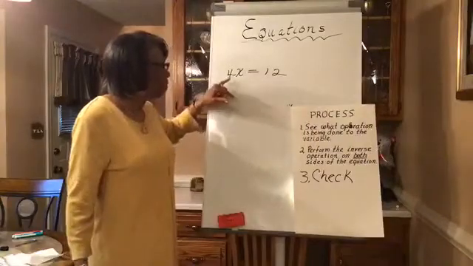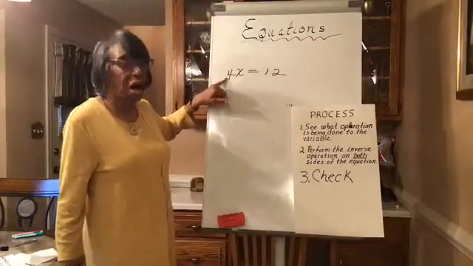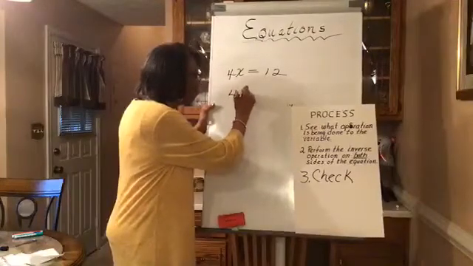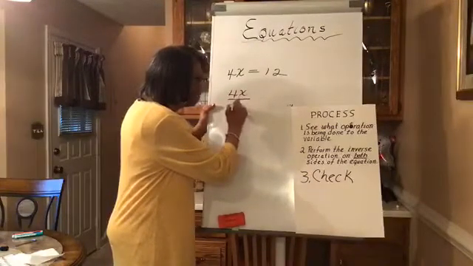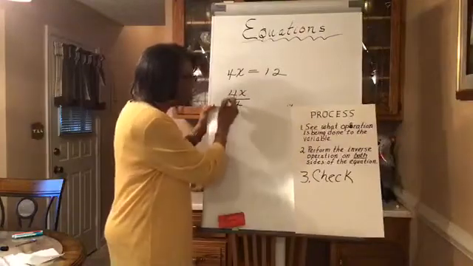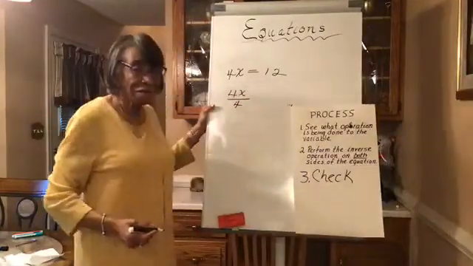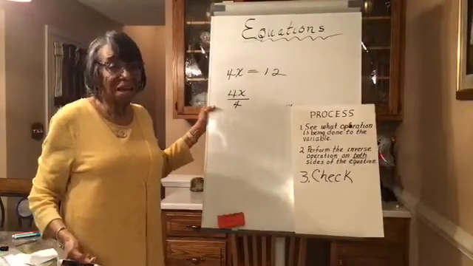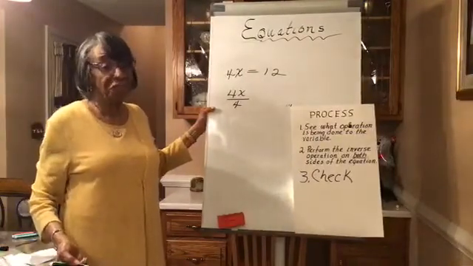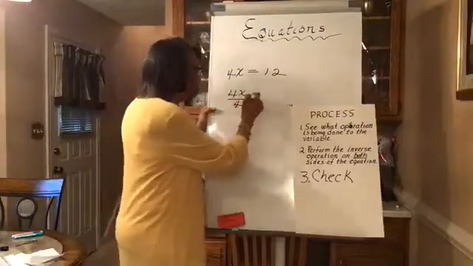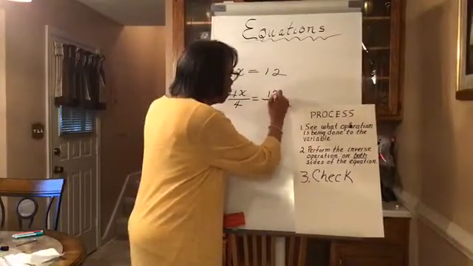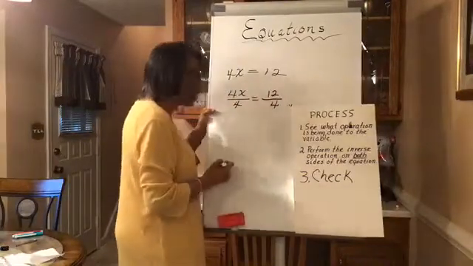So x is being multiplied by 4. The inverse of multiplying by 4 is dividing by 4. And that's what this line means. It's the same line you use with fractions. And we call it the dividing line, but it's more than that. It's really a division line as well. So we have to balance this out. So we have to divide 12 by 4 as the same.